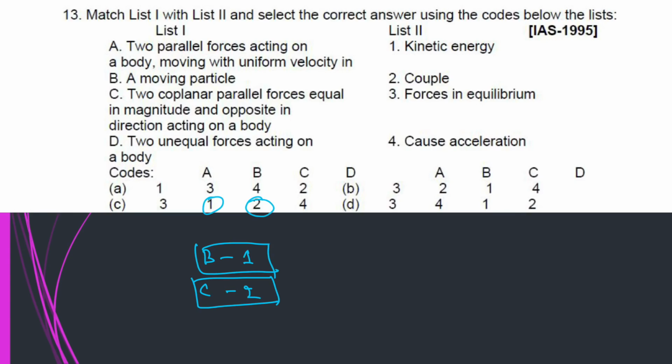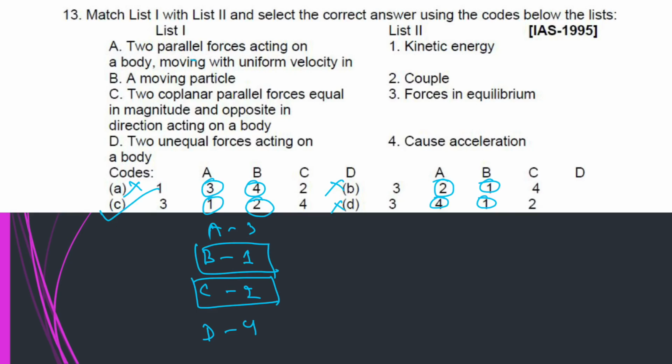Here B with 3, C with 4, so A is not possible. Here C with 1, so B also is not possible. 4 and 1, D also is not possible. C is your answer. You can cross check A with 3 and D with 4. A with 3 means two parallel forces acting on a body moving with uniform velocity. Parallel forces, uniform velocity means forces in equilibrium. Correct. Two unequal forces acting on a body cause acceleration. Yes. C is your answer.